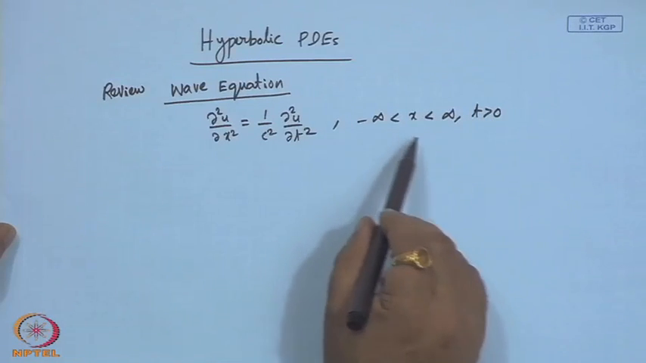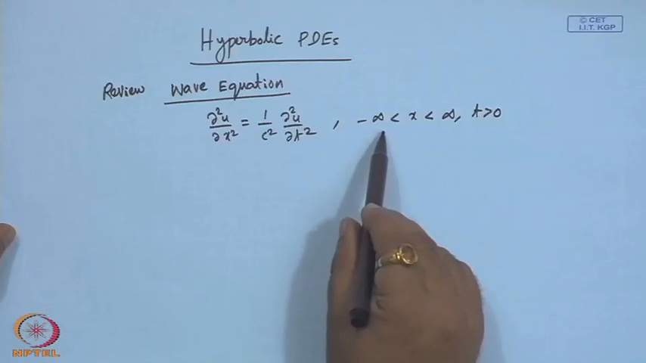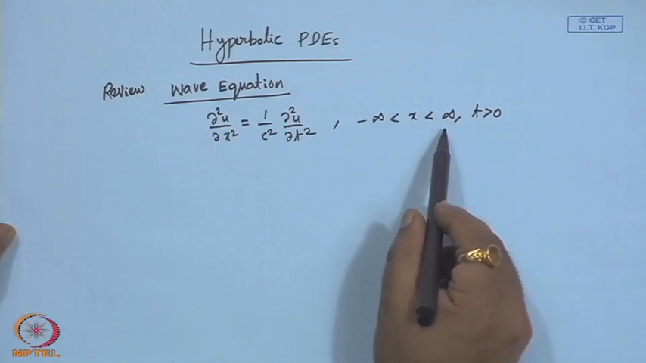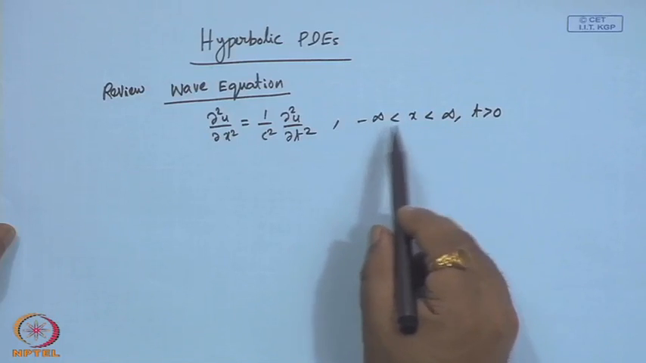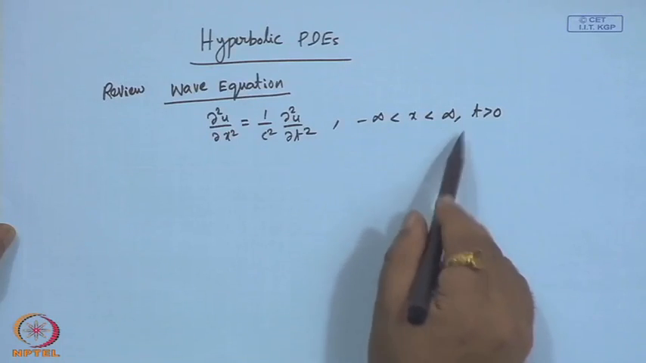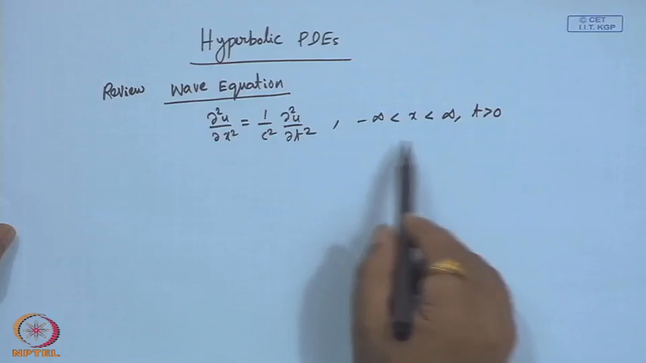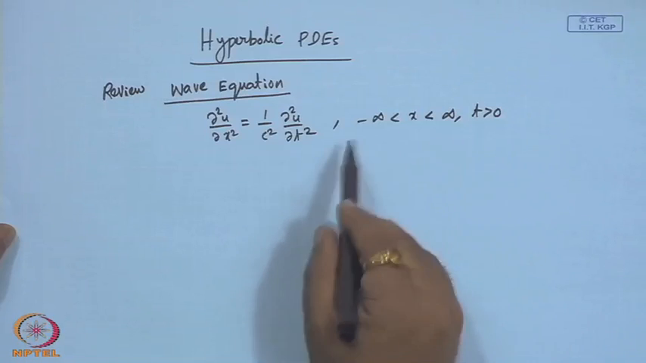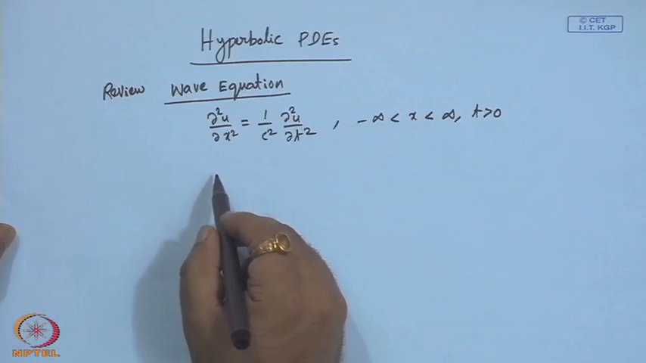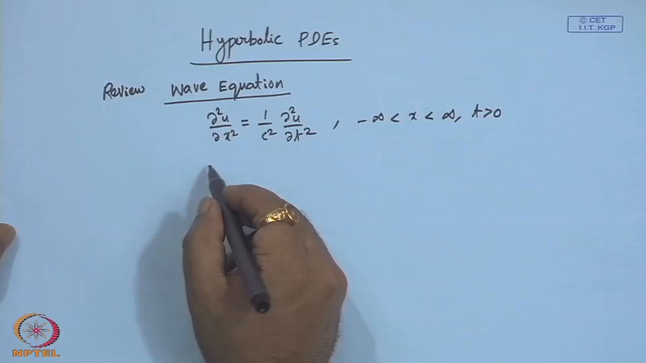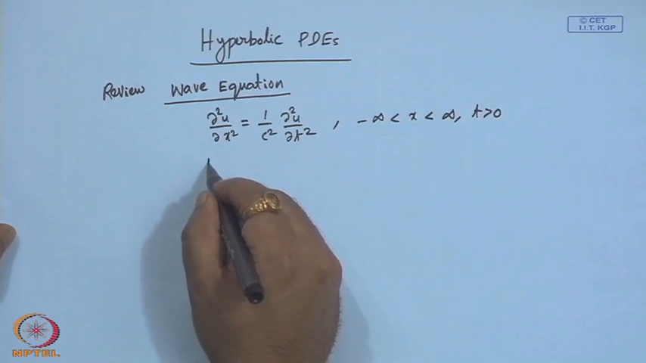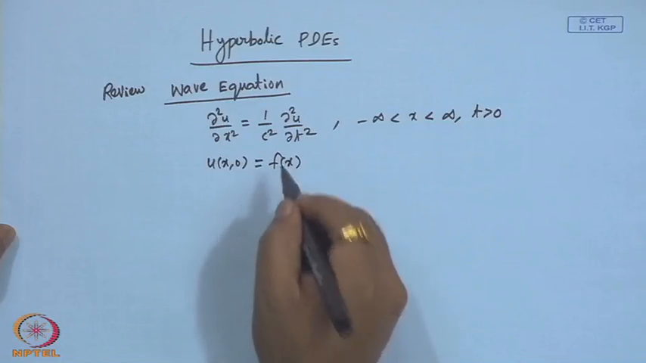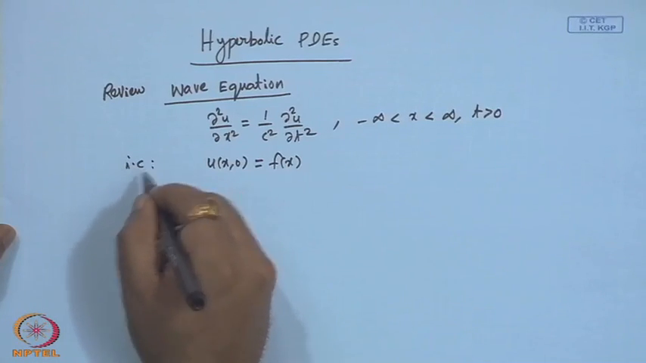So this is the infinite string problem and we have various versions, such as fixed at one end. For example, if it is fixed at one end, then one end will be infinity, the other end will be the corresponding point where it is fixed. If fixed at both ends, then it will be an interval a to b. Now we have to define the complete problem by specifying the corresponding initial and boundary conditions. So, we have these initial conditions.